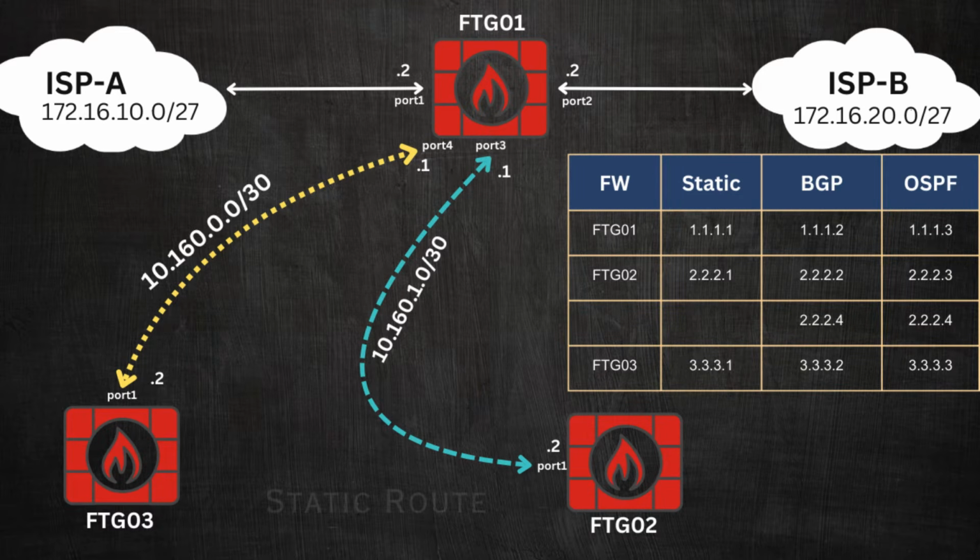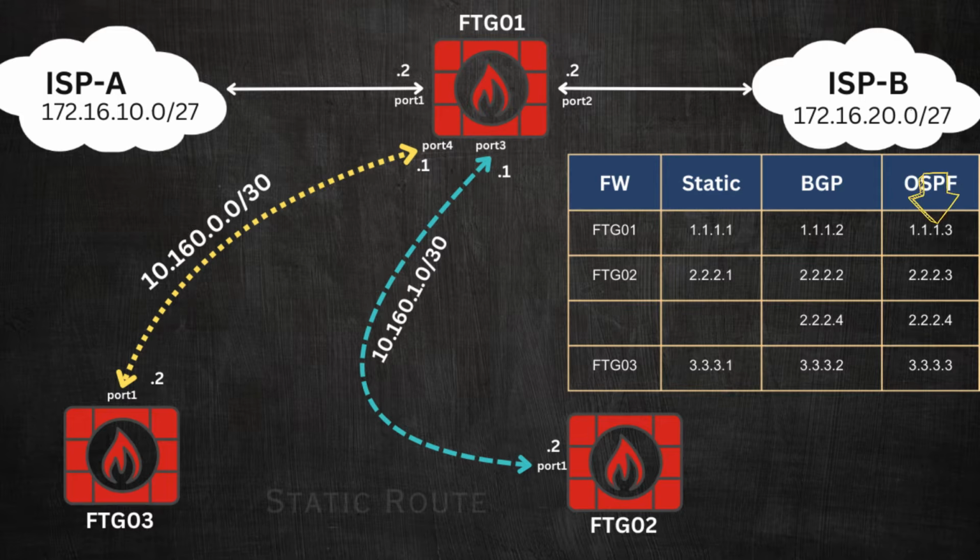According to this table that is on the diagram, we're going to route from Fortigate 1 to Fortigate 2, Fortigate 1 to Fortigate 3. We're going to have static routes defined so that we have end-to-end reachability between Fortigate 1 and the remote sites. And then we're going to configure BGP, and Fortigate 1 is going to advertise 1.1.1.2. Fortigate 2 will then advertise 2.2.2.2 as well as 2.2.2.4 into BGP, whereas Fortigate 3 will advertise 3.3.3.2 into BGP.